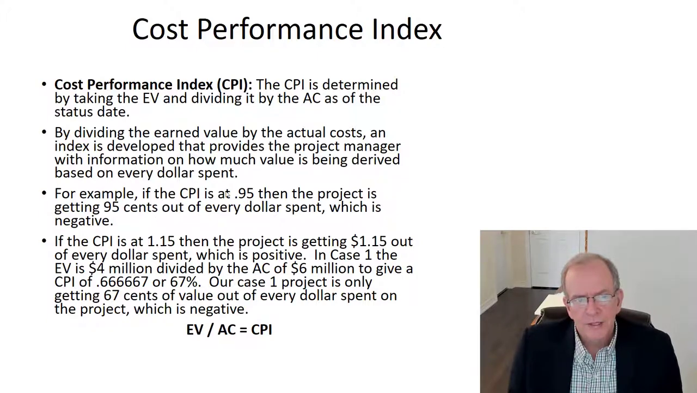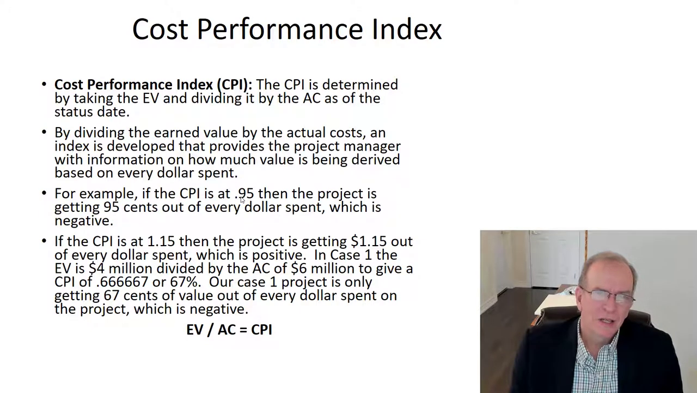I think you can visualize it much better when you start thinking about CPI. Kind of makes a lot more sense to me that way, 0.95. So we're getting 95% out of every dollar that we spend. Well, that's not really good, because we would want to get 100%. In that example, if the CPI is at 1.15, then the project is getting $1.15 out of every dollar spent, which is positive. That's great. So that's really good.